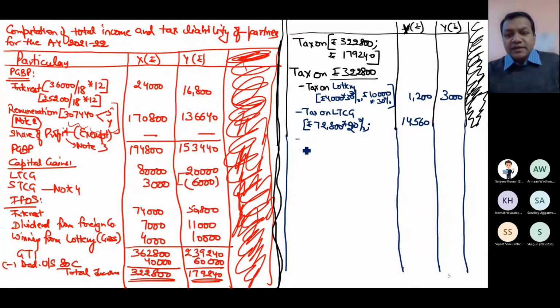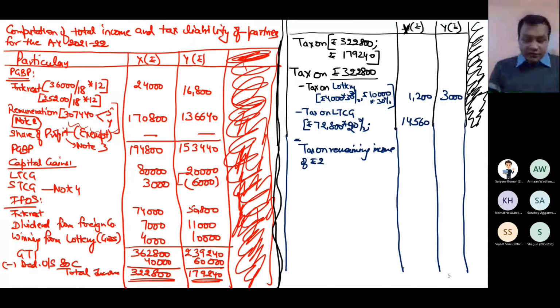So how much is tax on remaining income now? Nil, because your remaining income is only, you can say the total is 322,800 minus 4,000 has been taxed, minus 72,800 has been taxed. Remaining is 2,46,000. So how much is the income? 2,46,000. This is the remaining income now on which tax is nil.